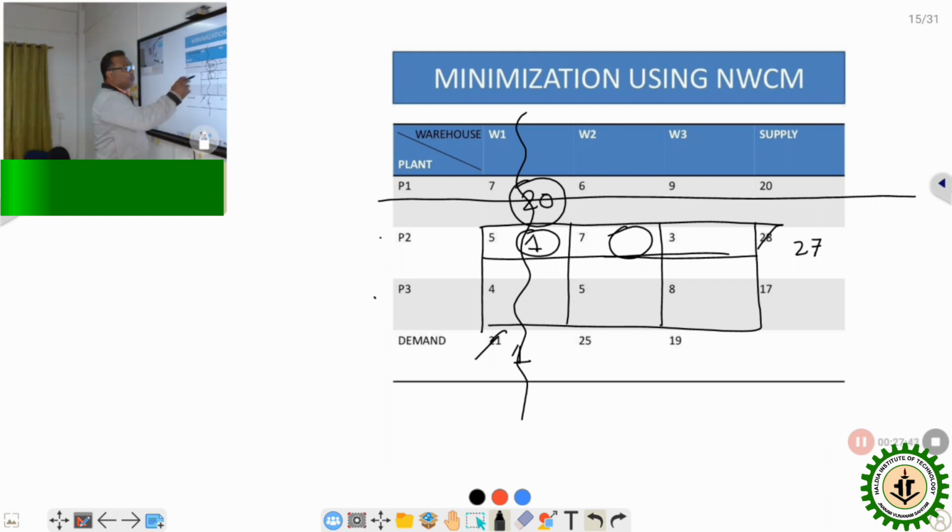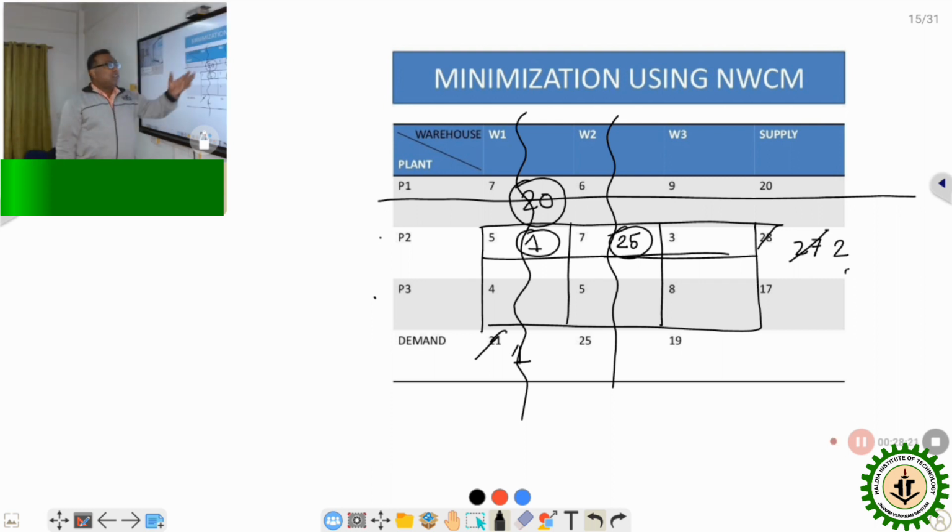So in this northwest corner, the demand is 25, available is 27. So maximum amount we can transfer what? Yes, 25 unit. Very good. So this is your 25 unit. So when you are doing this, you can see that you have fulfilled the demand of warehouse 2. And for that, 25 unit already you have transported from plant 2, so only 2 unit is left.